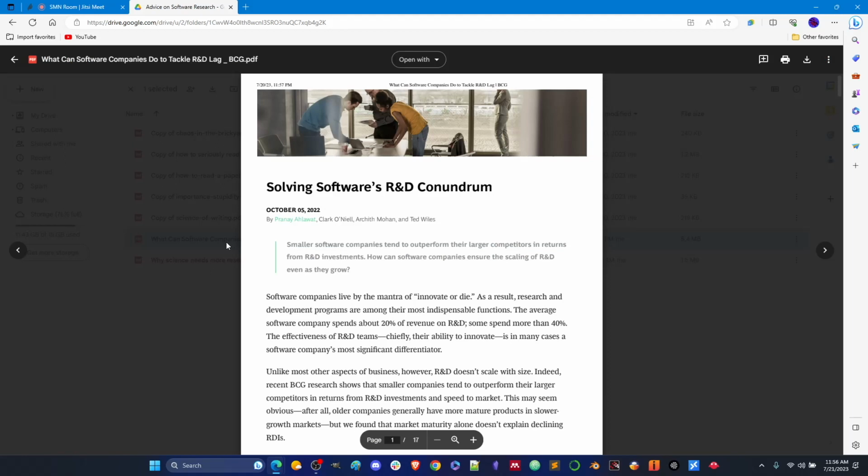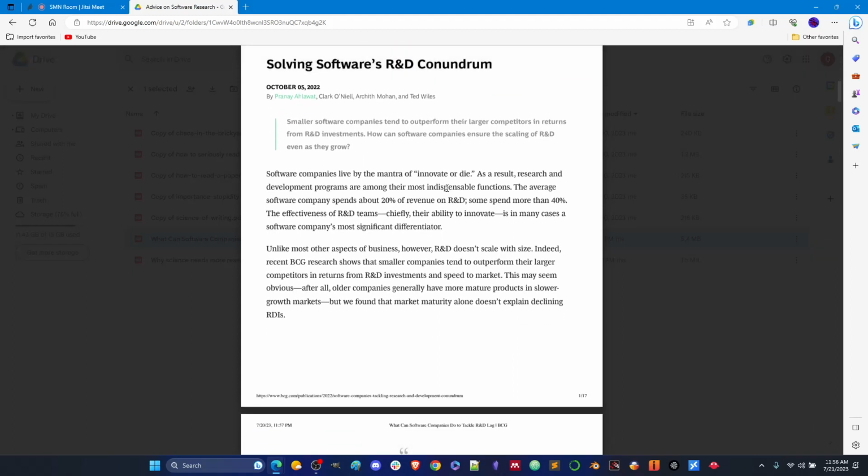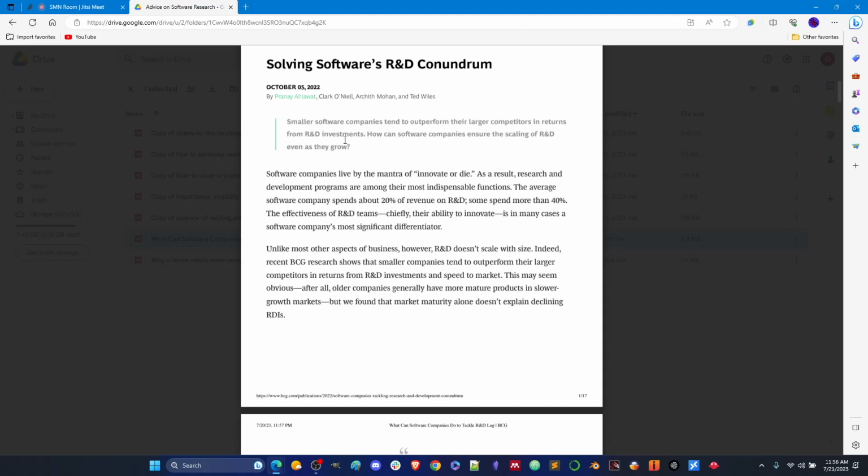But the last thing I wanted to talk about today was solving software's R&D conundrum. Software companies tend to outperform their larger competitors in returns on R&D investments. One way for a company to get to the top of the heap is to have a really killer product. But to get a killer product, you need research and development. You need to invest in it. You need to cultivate researchers and developers of software, as well as peer research. How do software companies ensure the scaling of research and development even as they grow?